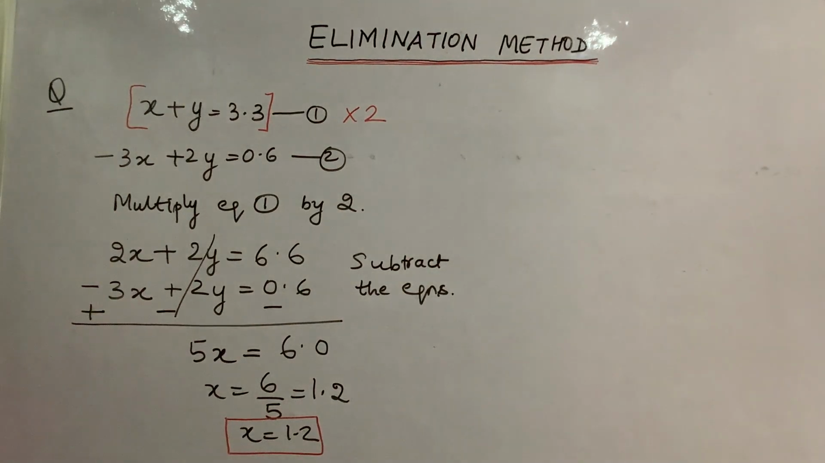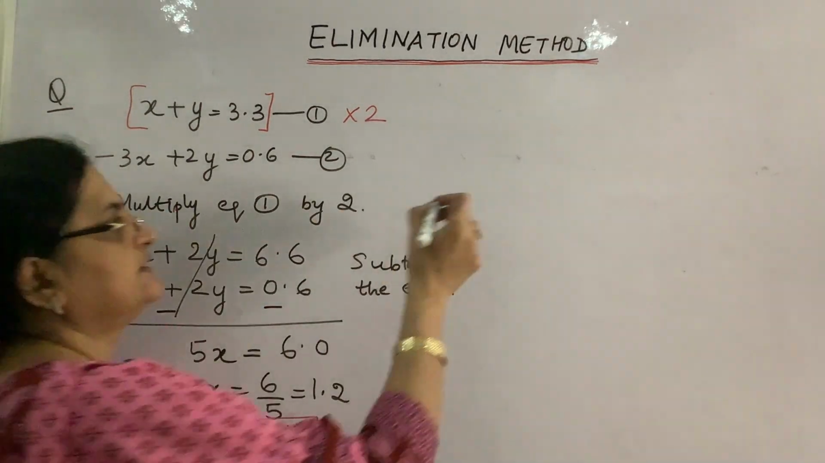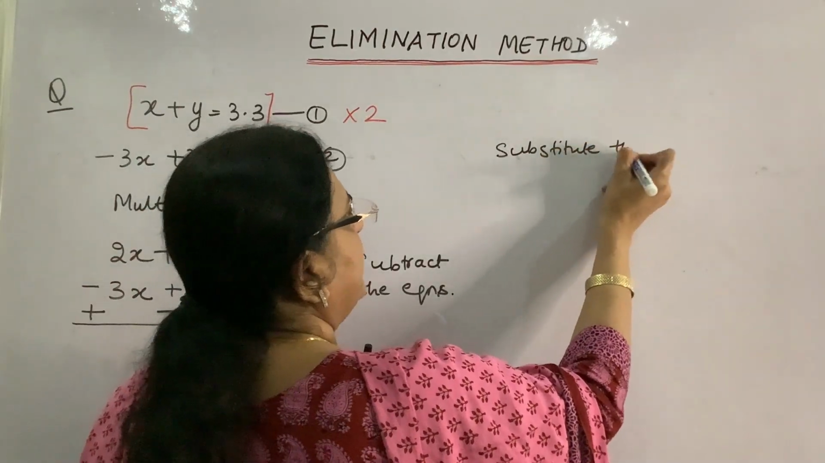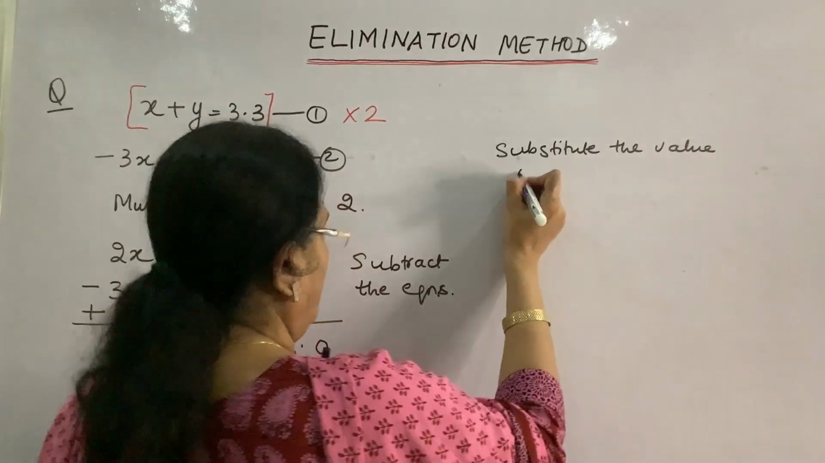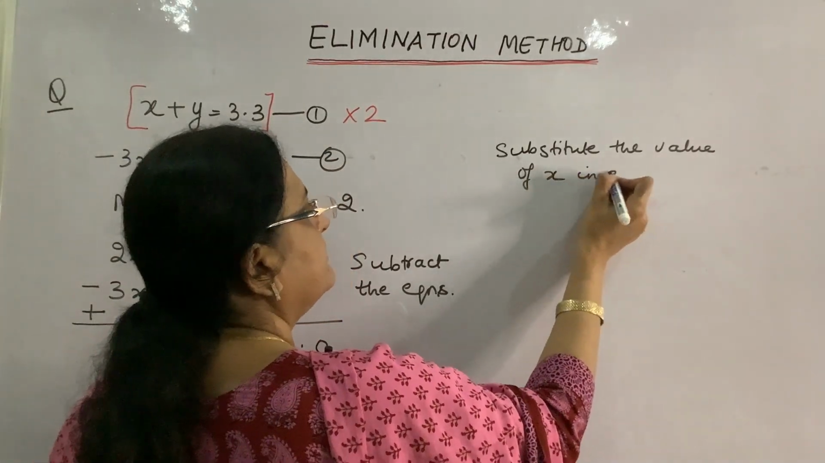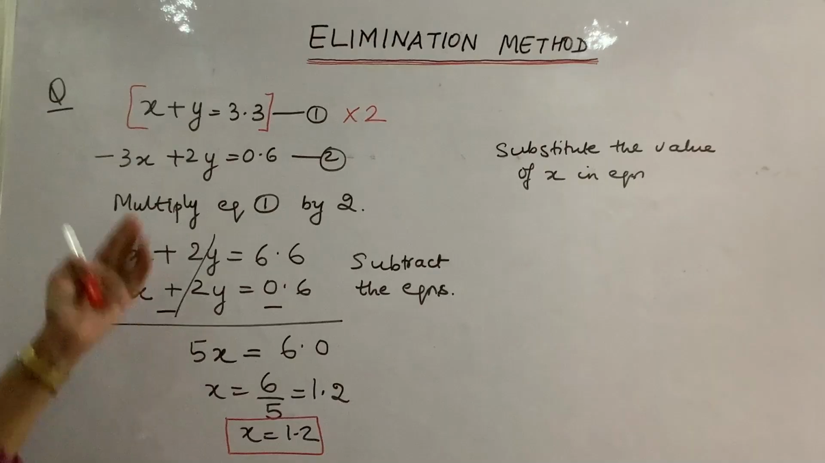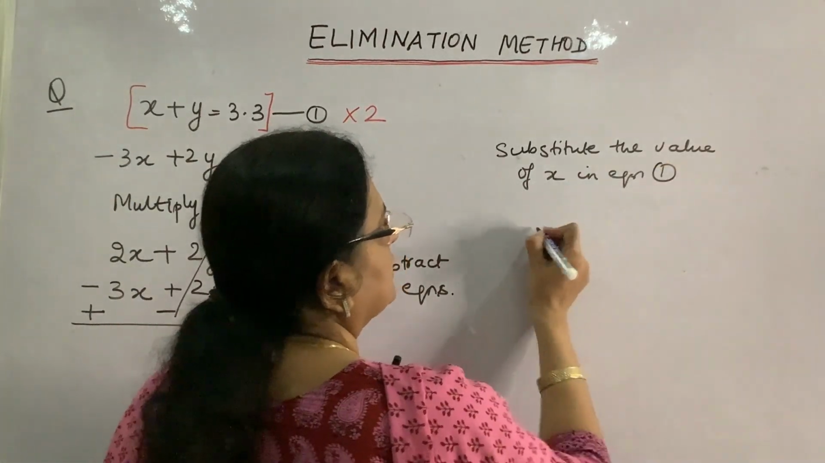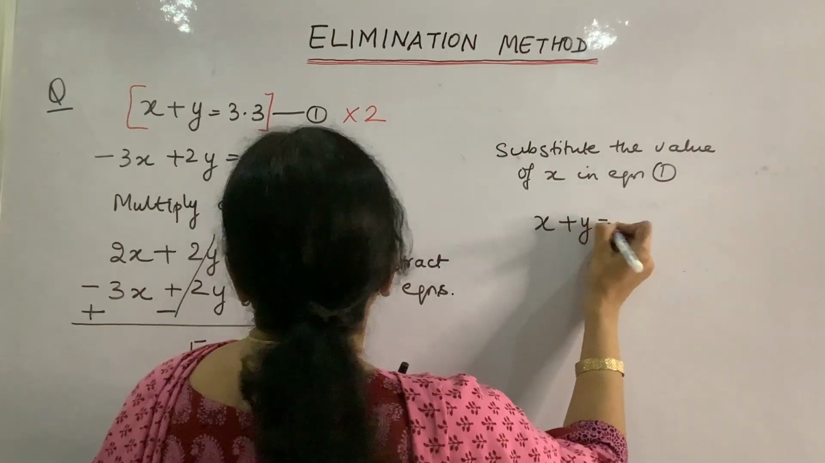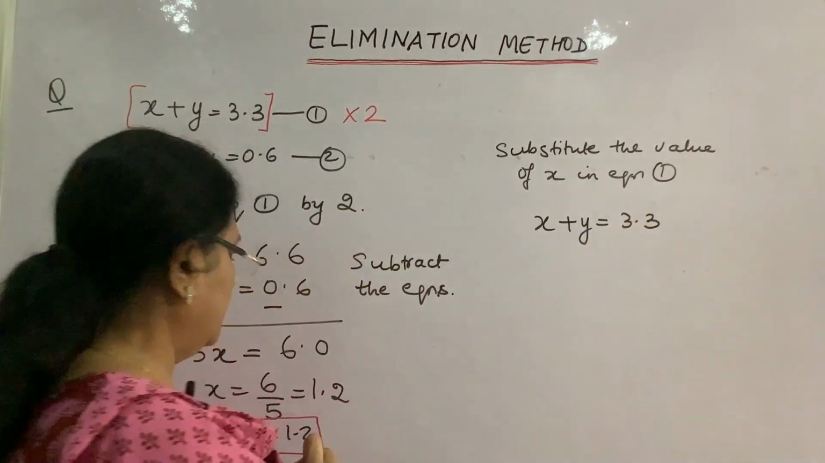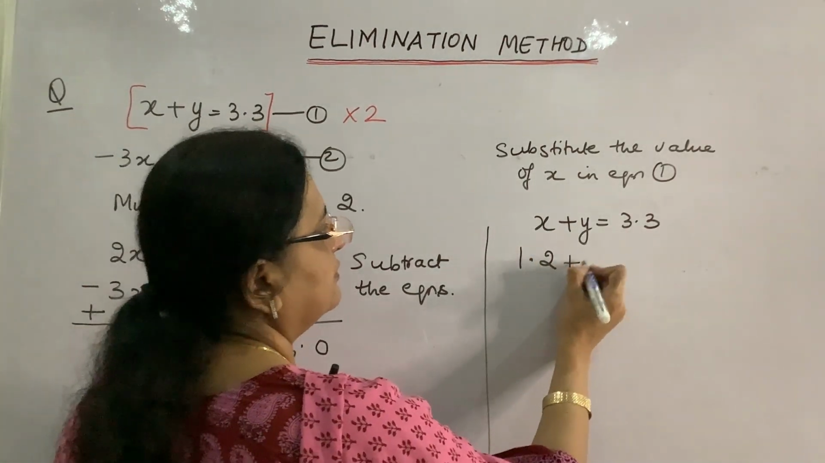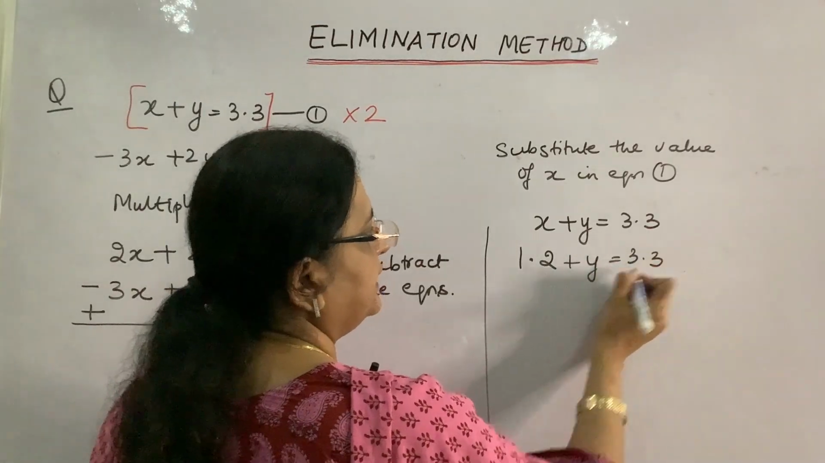So you have already got the value of one variable by eliminating the second variable. So x is equal to how much? 1.2. Now how to find out the value of y? Substitute the value of x in which equation? Obviously this equation is the simpler one. So we will put in equation 1. So what is equation 1? x plus y is equal to 3.3. What is the value of x? 1.2 plus y is equal to 3.3.